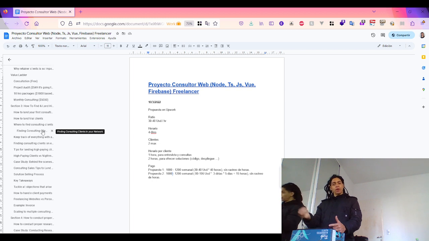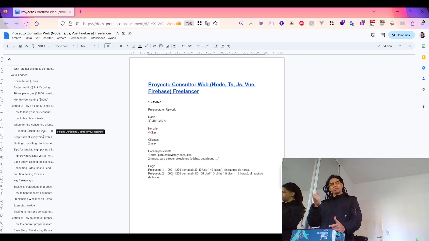The holy grail of all of this is to have recurring clients that allow you to grow and scale your business. The way to do that is by using something called the value ladder, and to make you look much more professional, create a service agreement.